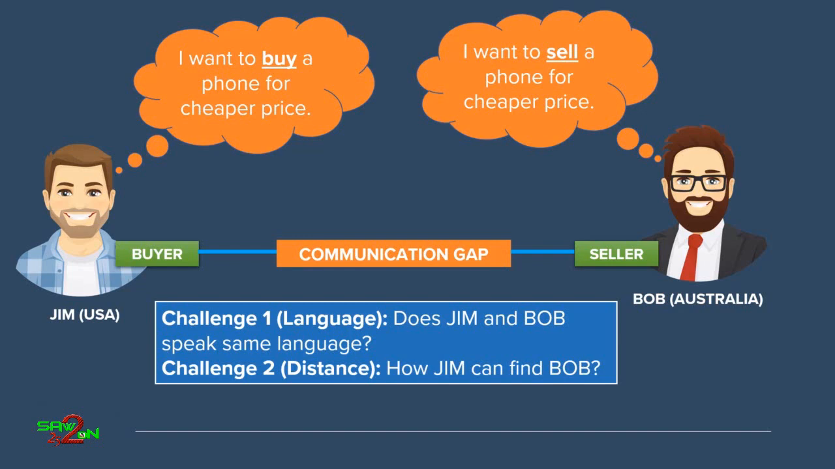So let's take this challenge and understand the definitions of protocol, TCP/IP and Internet in terms of solving these two challenges. Challenge number one is the language: do Jim and Bob speak the same language? Challenge two is distance: how can Jim find Bob? So that's the challenge of the communication gap. Let's understand the other things.